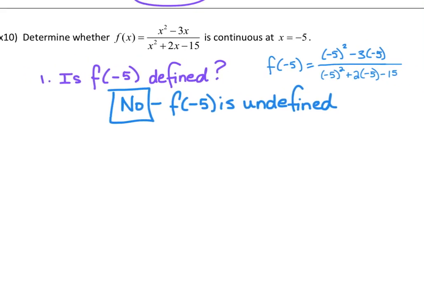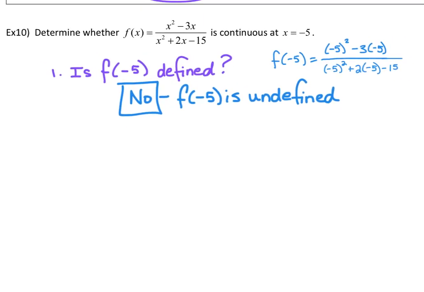Now, having said that, you know it's not continuous. You already know it's not continuous, because if your answer is no to either of the first two questions, then it's automatically not continuous. But what I want you to do is actually show all 3 steps of the continuity test, so that you can see how the process works and how the completion of the mathematical verification works.